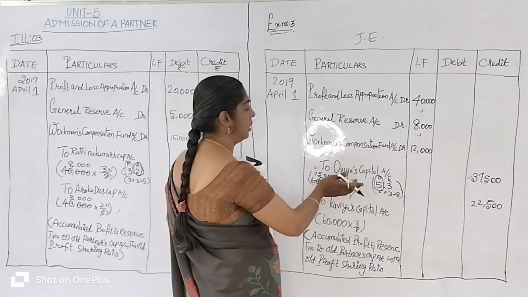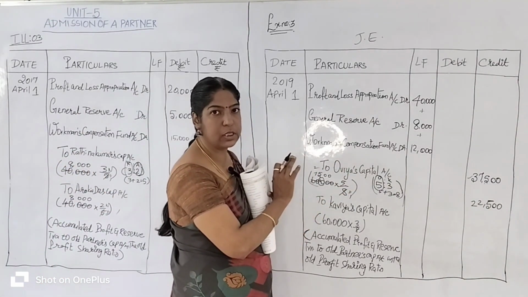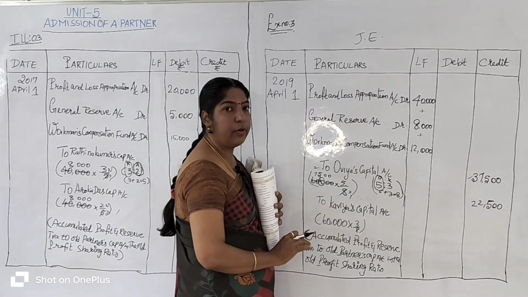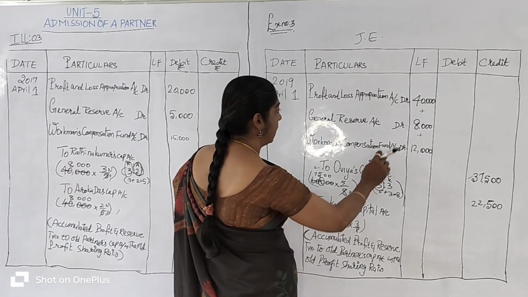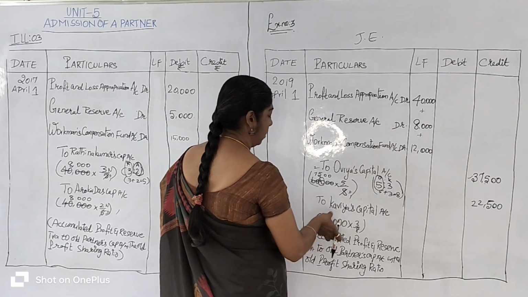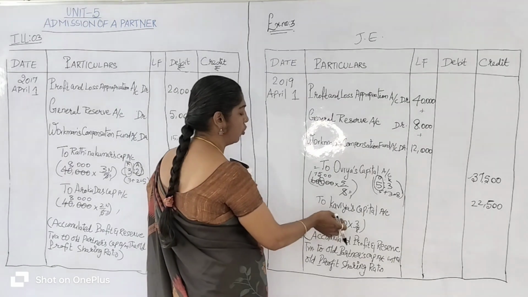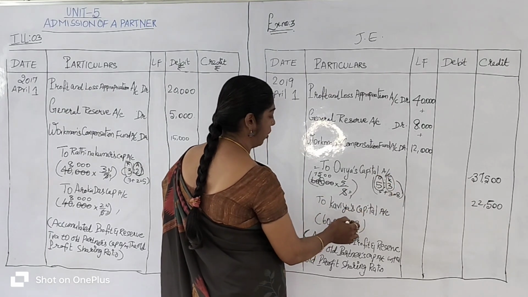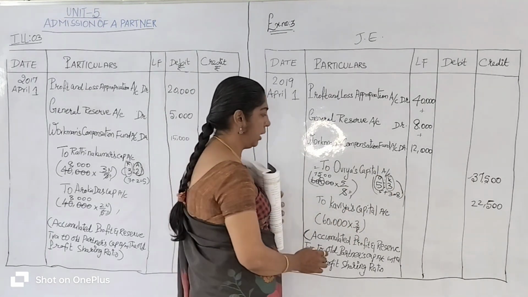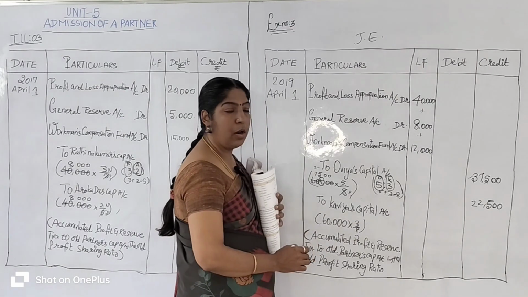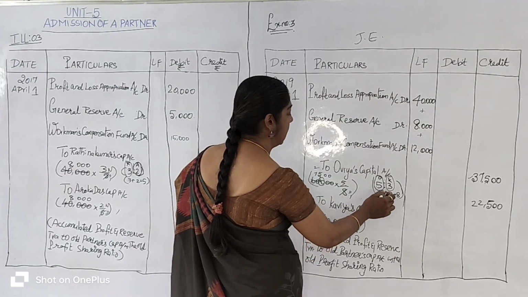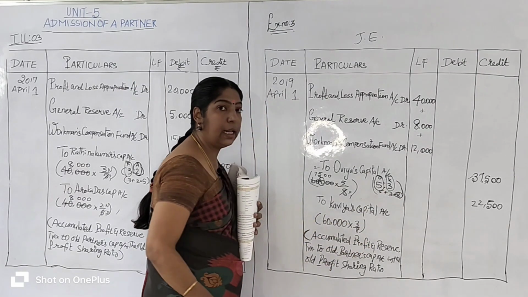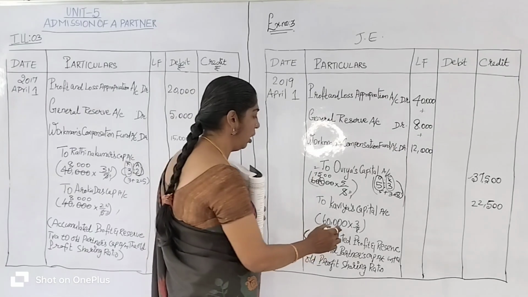This is the accumulated profit we transfer to old partner Ovia's capital account. Now we are going to transfer the accumulated profit to Kavya's capital account. So 60,000 is the sum of the accumulated profit. What is Kavya's profit sharing ratio? That is 3, so we enter 3 in the numerator. What will we enter in the denominator? We sum up 5 plus 3 and get 8, the total ratio, and enter it in the denominator.